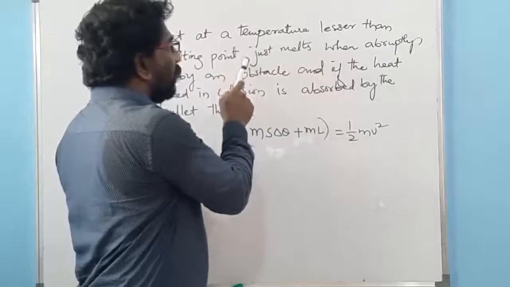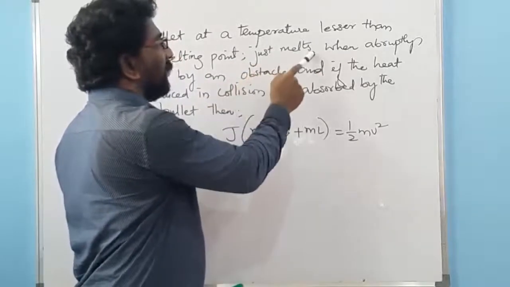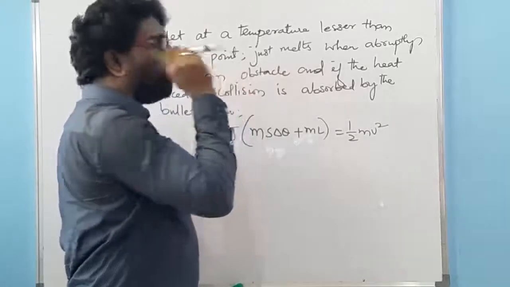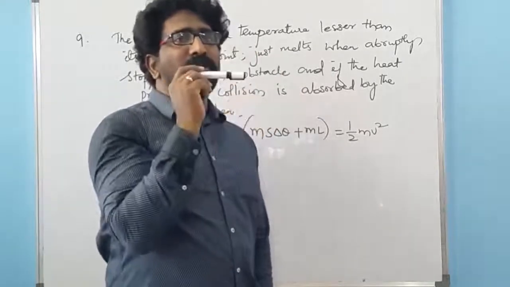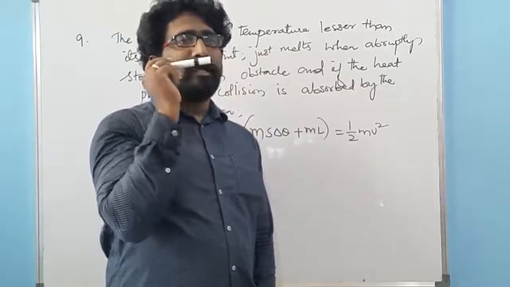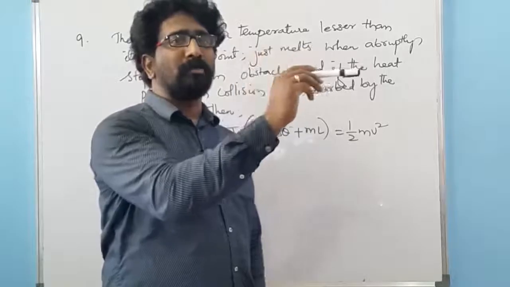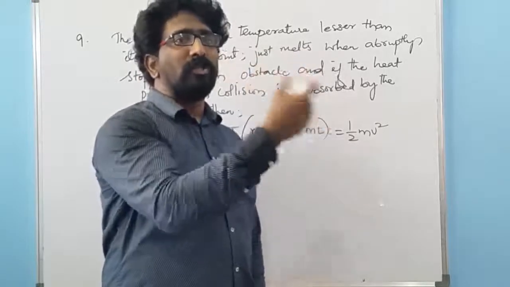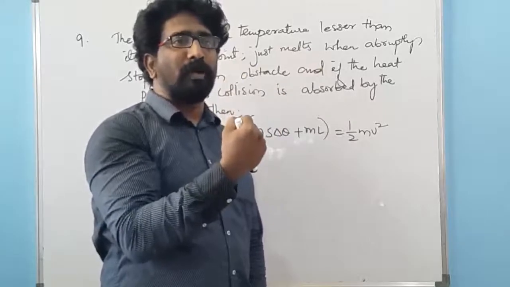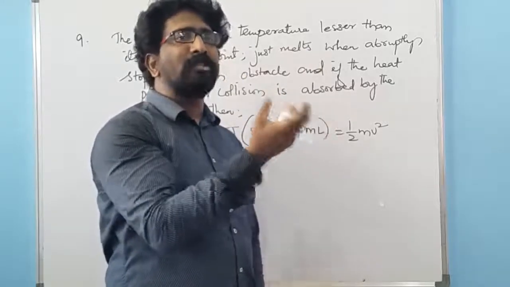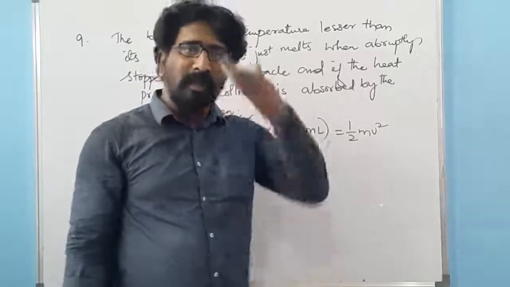Now that bullet, whenever it strikes an obstacle, will melt. That means a bullet is traveling with some temperature, and it is targeted at one particular obstacle. If it meets that obstacle, then what happens? Due to that collision, due to that friction, heat is developed, and that heat is absorbed by the bullet.